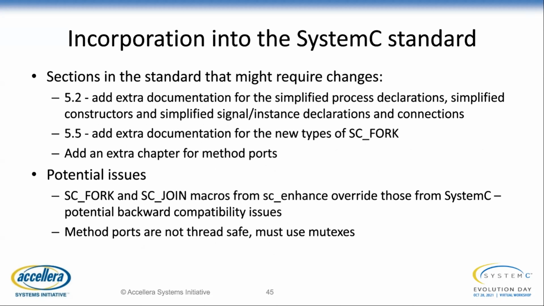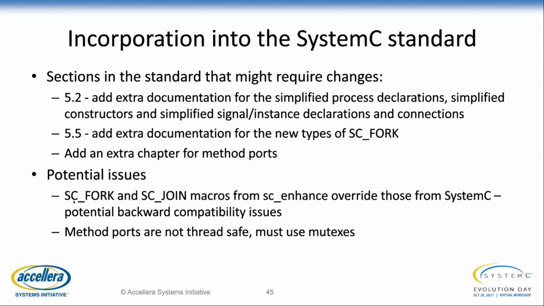For the standard, I think section 5.2 might need some extra documentation for simplified process declaration and simplified constructors and simplified signal instance and connections. And in section 5.5, some extra documentation for the new types of SC fork that I've proposed, and maybe add an extra chapter for method ports.